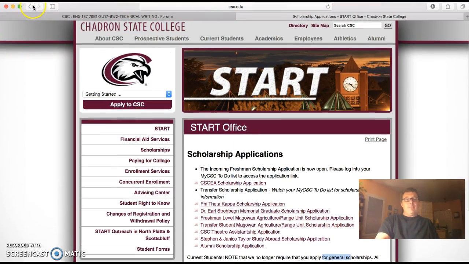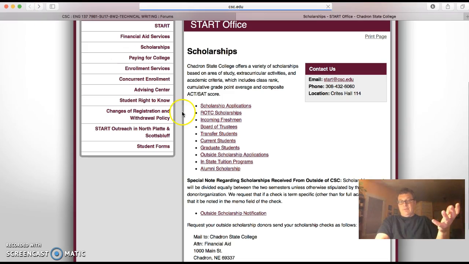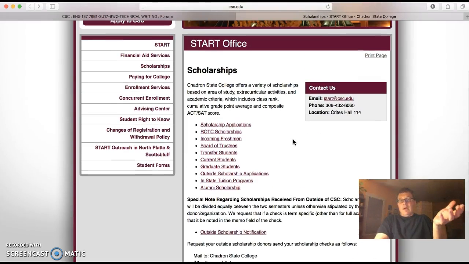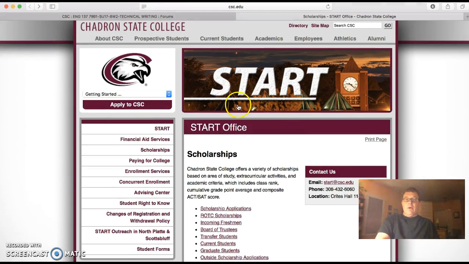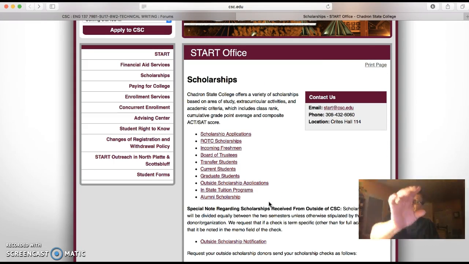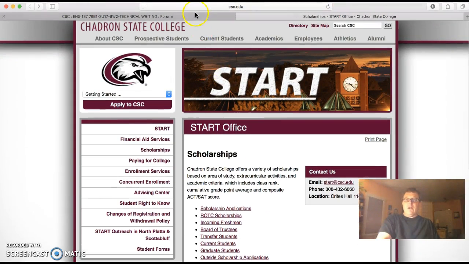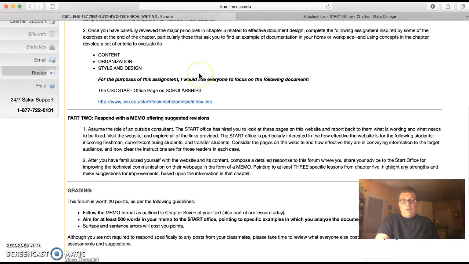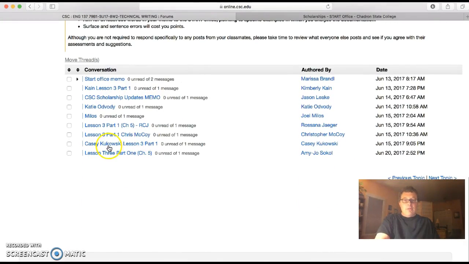And again, I'm not criticizing; they have a very difficult task in front of them with the scholarship office, but many of you mentioned in your memos some really good ideas for how to clarify this, both with page design and with the content itself. One of the examples I wanted to point to that I thought was quite good was a post by, let me see if I can find it here.